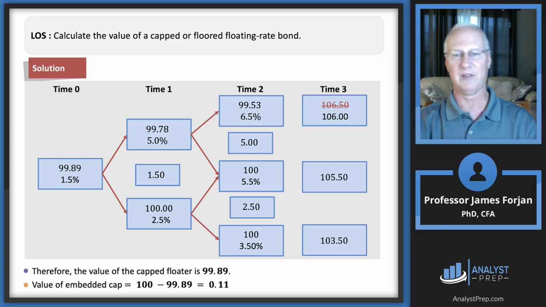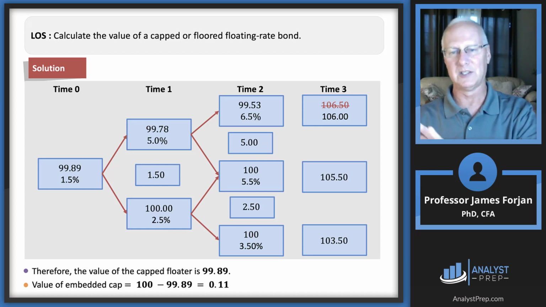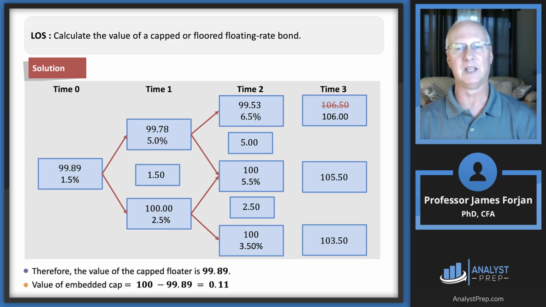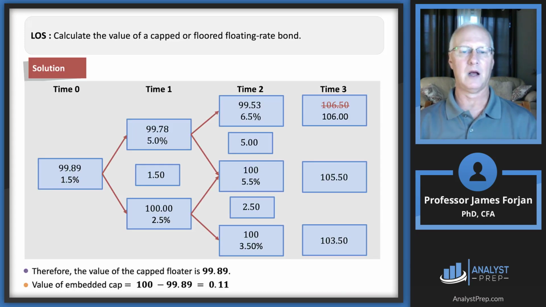So there's a 5, there's a 2.50, and there's a $1.50. So don't forget that this is a floating rate bond, and so that you don't do 5 and 5 and 5 like you did with the fixed rate bond. So let's go ahead and use that equation from the previous slide. There at the bottom. Let's go ahead and do that. And we get 100 minus the 99.89. So there's the value of the embedded cap, 11 cents.